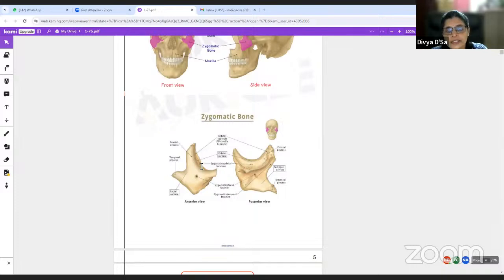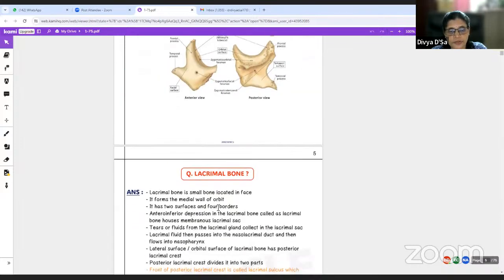Then here you can see the zygomatico-orbital foramina, and here this is the inner temporal surface, which will be on the inner side. There you will see the zygomatico-facial foramina and zygomatico-temporal foramina. Those are the small foramina which we see on the temporal surface of it.